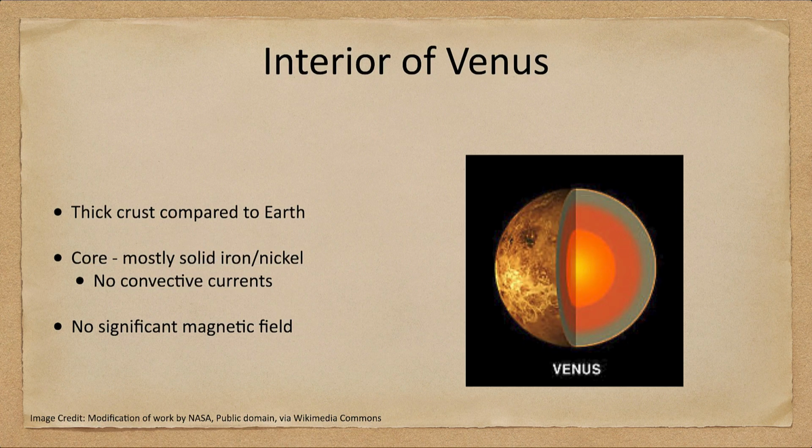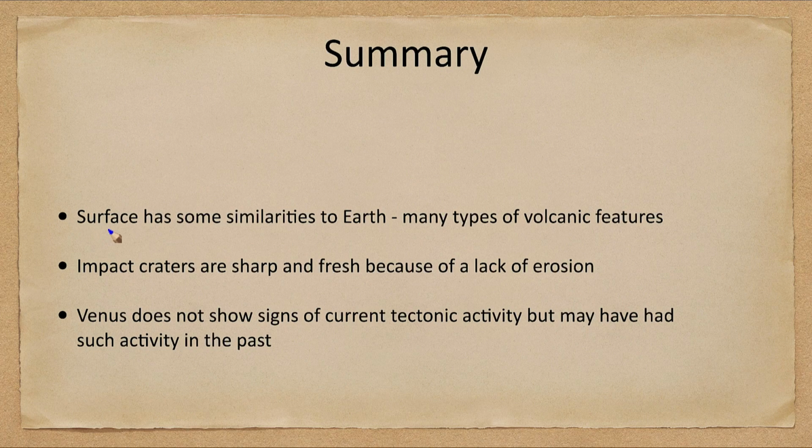So let's go ahead and finish up this portion with our summary. So what we looked at, the surface does have some similarities to Earth with volcanic features, as well as some cratering features that we see there. The overall structure may be similar to Earth, but there are a few differences as well. The big difference being that there is no current tectonic activity, so no tectonic plates, but there are some signs that there might have been some activity like this in the past.